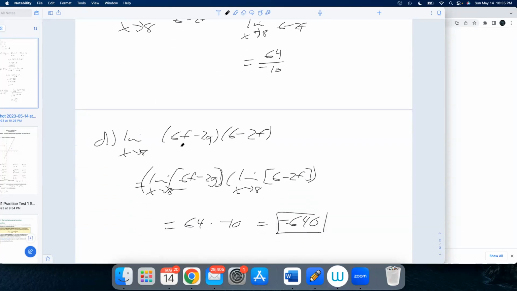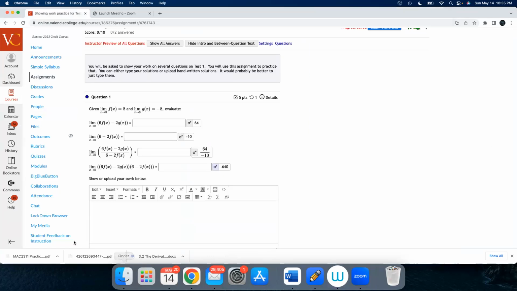Same exact thing here. When you're taking a product, you can take the limit of each one individually and then multiply the limits together. I've already done both of these limits, so I just multiply them together and get -640. Okay, so how would we type that up?